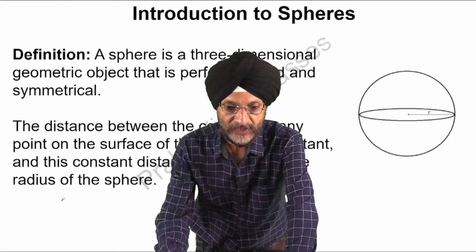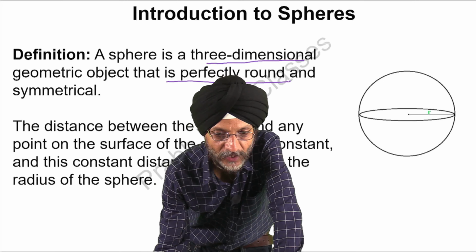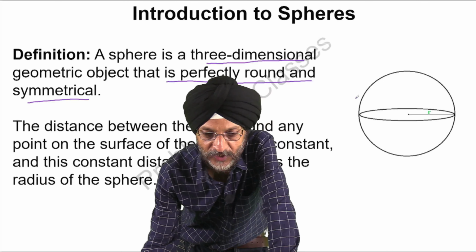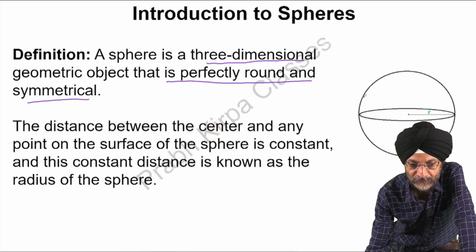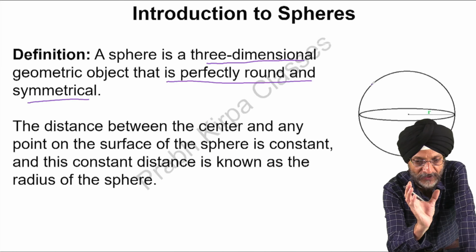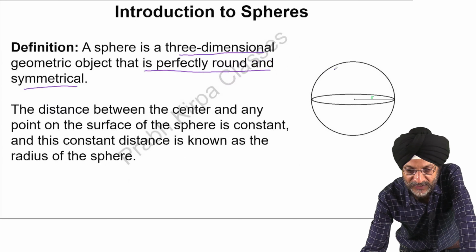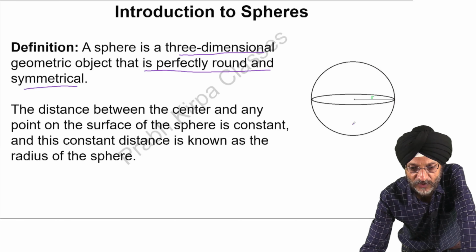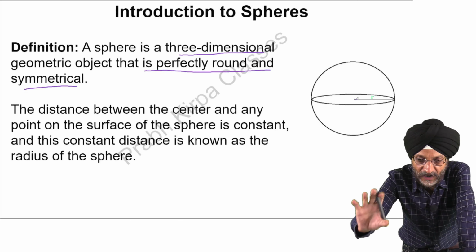A sphere is a three-dimensional geometric object that is perfectly round and symmetrical. In this picture, you can see that it is perfectly round and it is symmetrical. The example of a sphere is a basketball or tennis ball. We can visualize the three-dimensional nature of the sphere as it extends outward from the center and it fills the space in all directions.